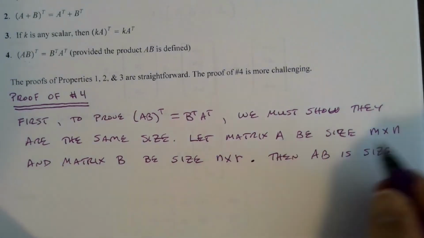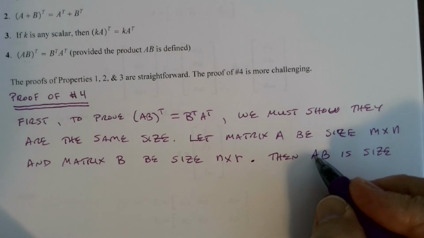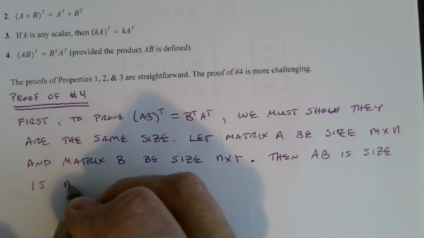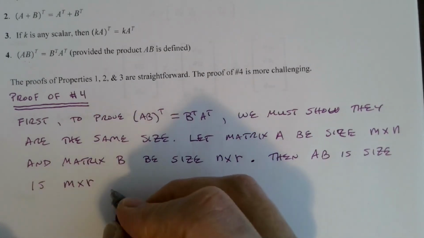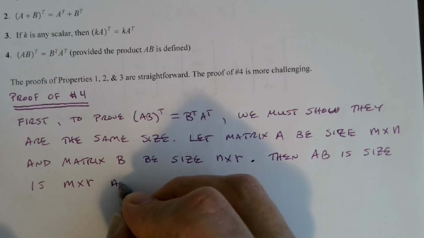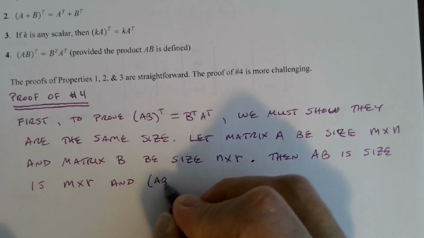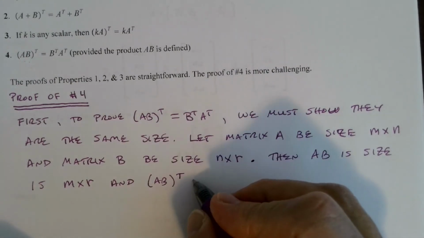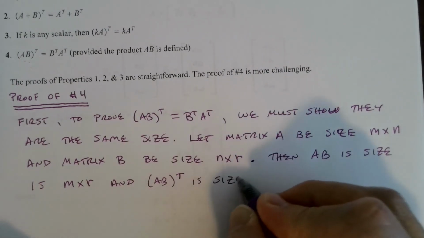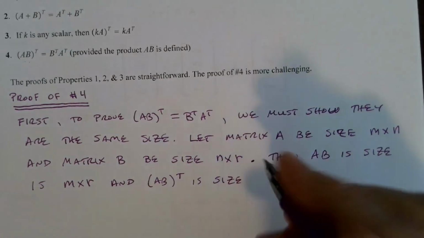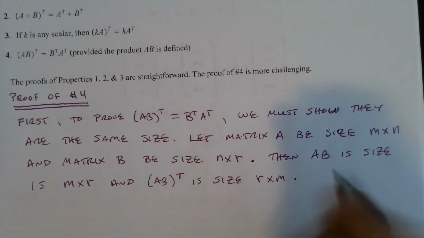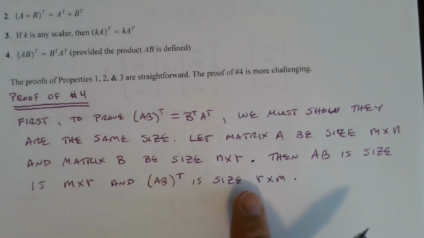So you start there, and so then AB is defined and is size what? These inner numbers N match, right? A is M by N, B is N by R, so the resulting size is M by R. And I'll just go one step further. AB transpose, which is this side of the equal sign, is what size? Well, if AB is M by R, when we transpose it, they swap. It's R by M. So this side of the equation is a size R by M matrix.